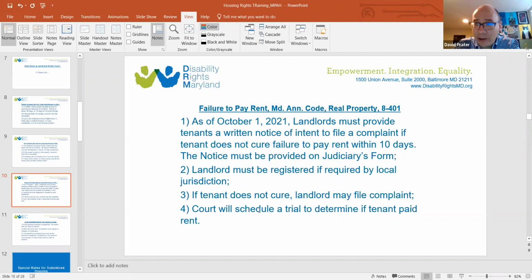A tenant is entitled to see their rent ledger at any time. And they can ask that of their landlord at any time. Sometimes it can be a little bit of a challenge to get, but you've got to keep asking for it, and keep at it.